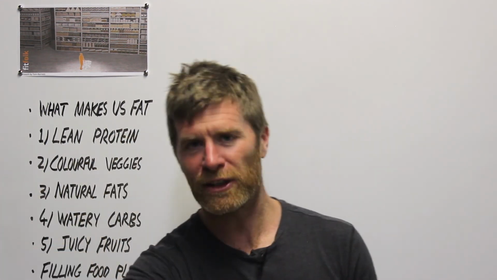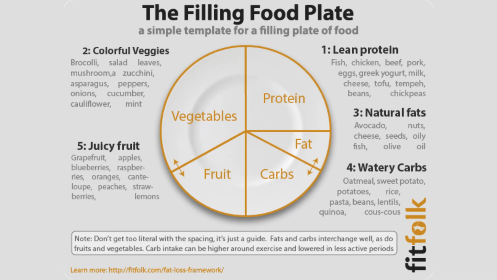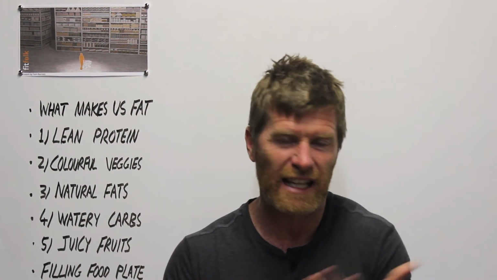Finally, putting it all together, the filling food plate, very, very simple. Let's start with a fist of lean protein up in one corner, half a plate of colourful vegetables, then a thumb or two of natural fat, some watery carbs in the remaining quarter, and then if you want, you can substitute in some juicy fruit for those veggies because they've both got low caloric density, and that is it. Very, very simple. Putting together our 5 filling food groups without demonizing any food in particular.